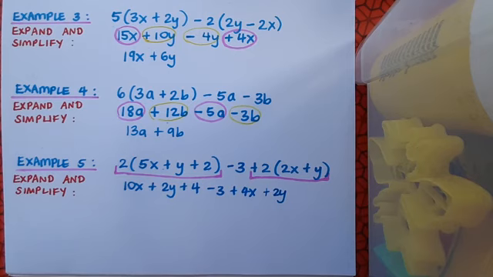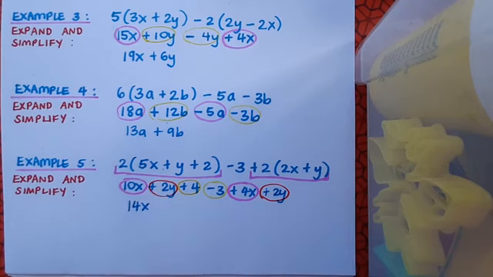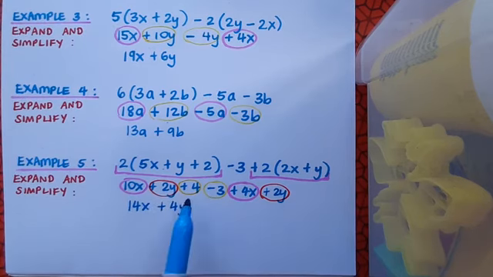This means first of all identifying our like terms. So the x's will go together, the y's will go together, and the constants will go together. 10x and 4x will make 14x. Plus 2y will make plus 4y, and plus 4 minus 3 will make plus 1.